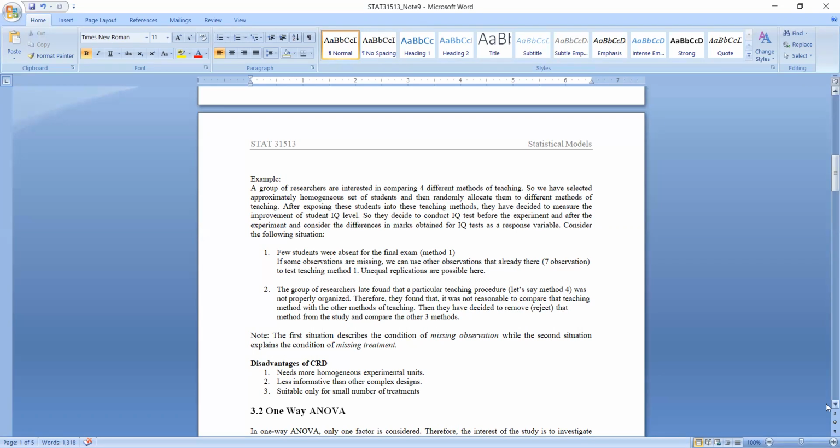And also it is less informative than the other complex designs, because you will see when we do the calculations, when you conduct a completely randomized design, we can just find out whether the means are different, whether there are differences between the treatments, and what the differences are between these treatment levels. Anyway, it is less informative because there are some other complex designs where you can obtain more information by carrying out an analysis. That is also one of the disadvantages.